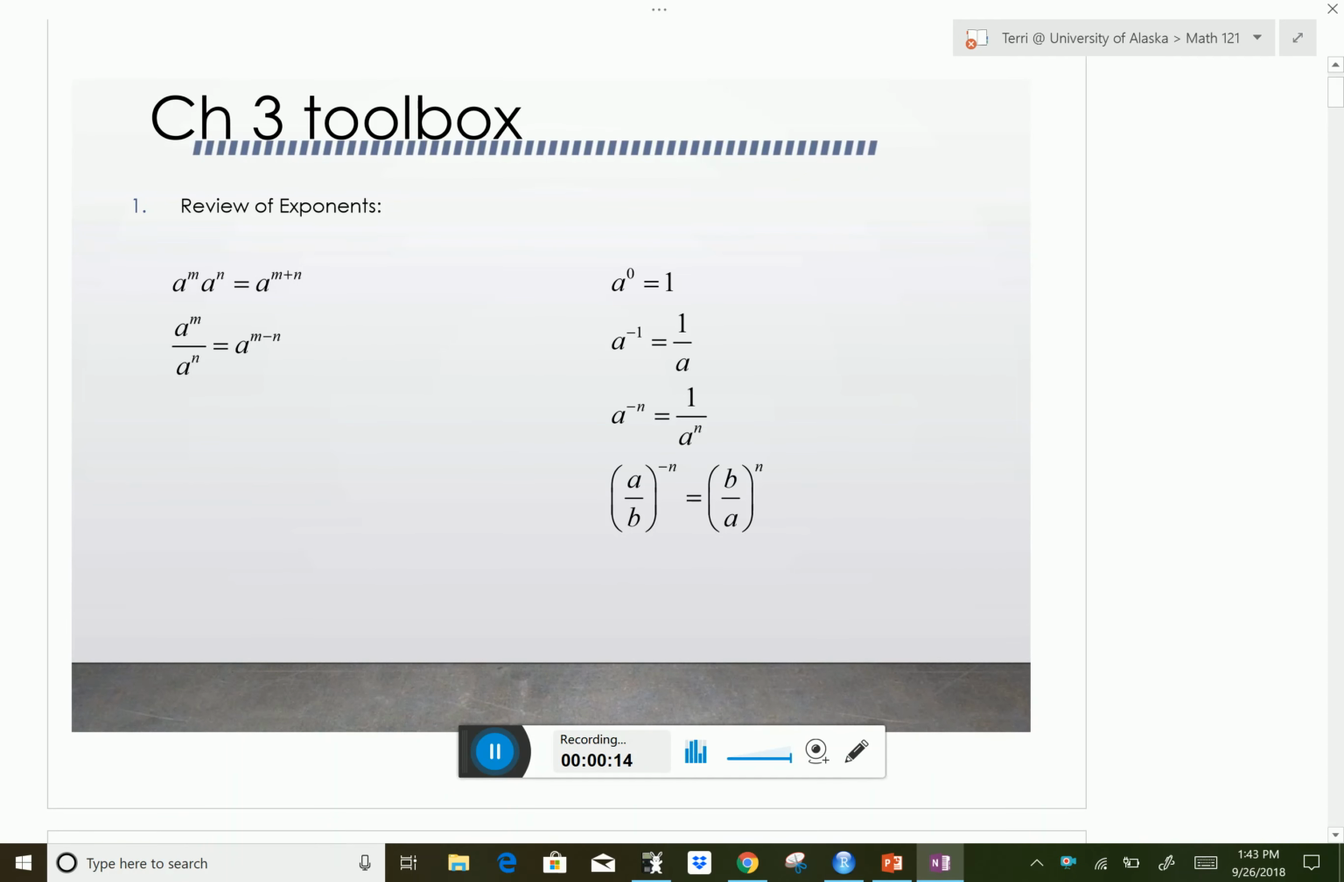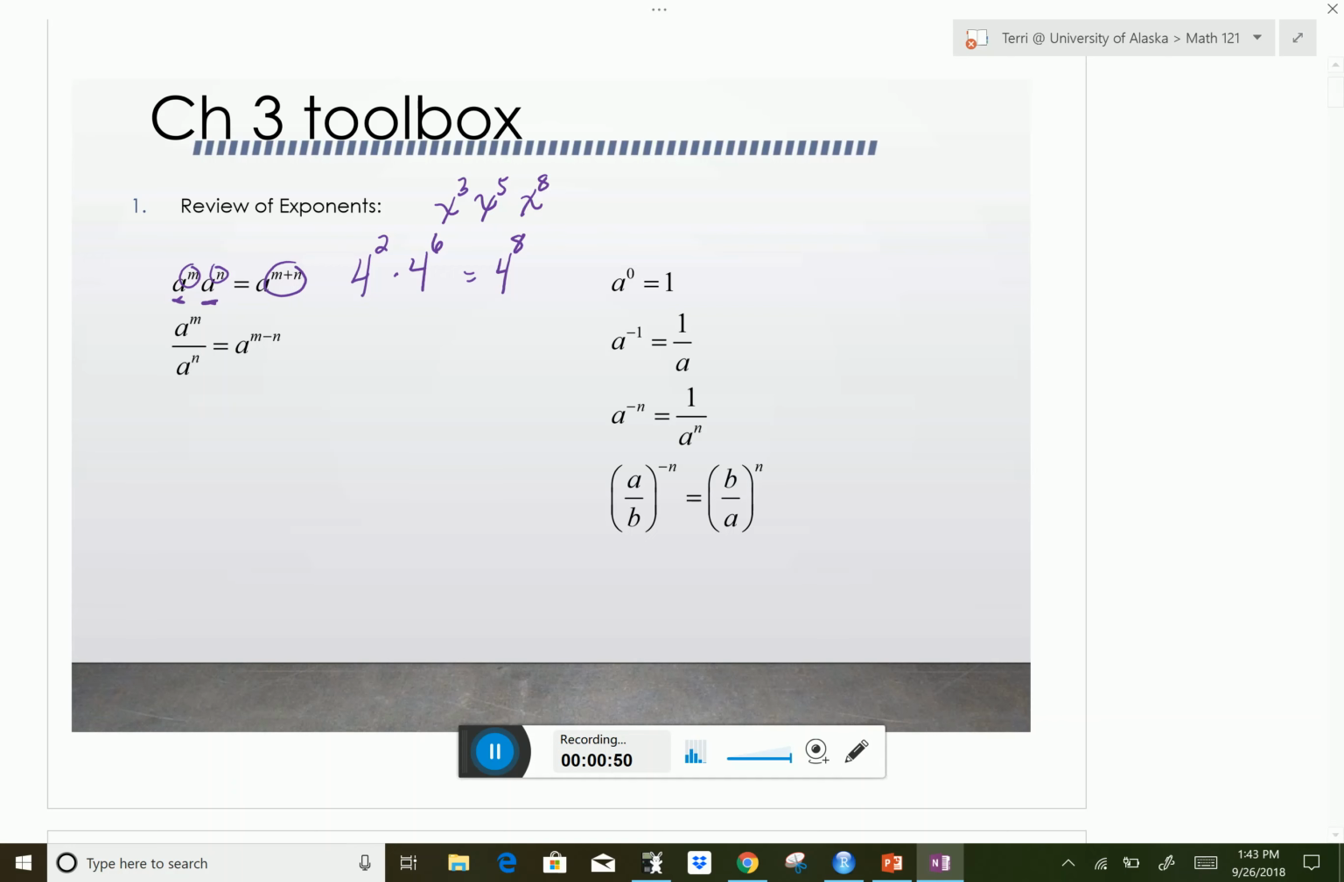I'm hoping this is a review, just to remind you what we can do with exponents. The first one is if we have the same base taken to two different exponents, we can actually add those exponents together. So 4 squared times 4 to the 6th is 4 to the 8th. We usually do that with x's: x cubed times x to the 5th is also x to the 8th, and things like that.